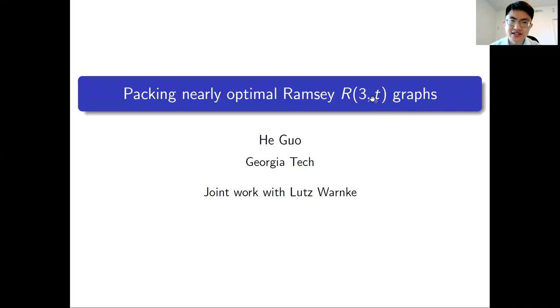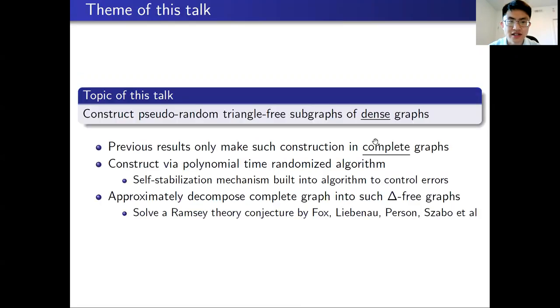Today my talk lies in the intersection of random graph processes, which involves randomized algorithms for graphs, and Ramsey theory. It is based on joint work with my advisor, Lutz Warnke. The topic of this talk is to introduce a way to construct pseudo-random triangle-free subgraphs of dense graphs.